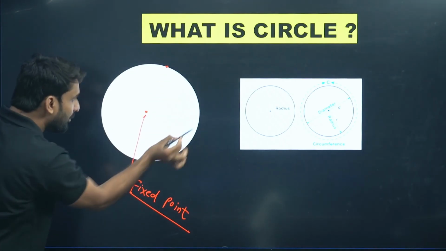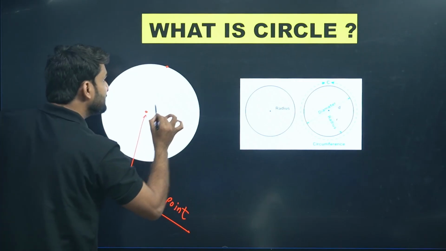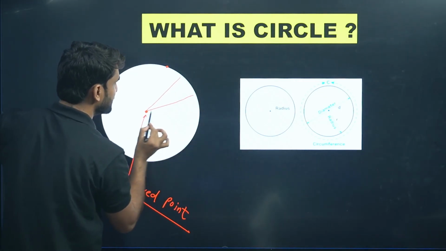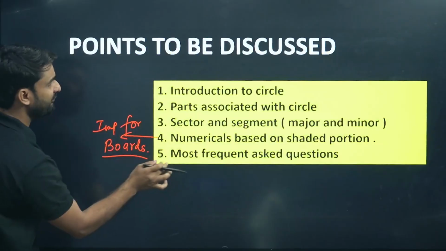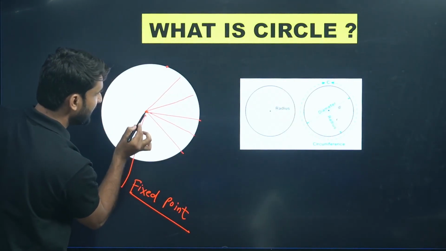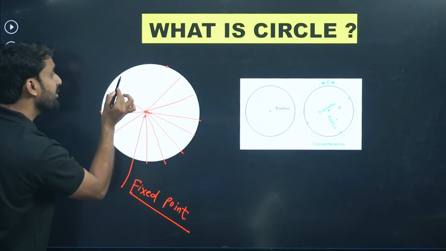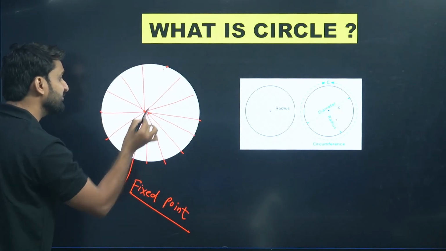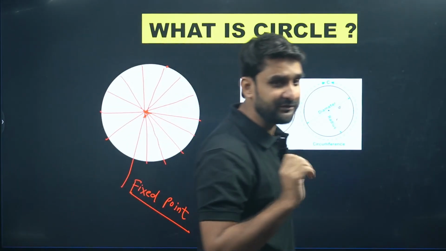So there will be a bounded region, but my boundary is such that the distances of this bounded region from that fixed point are equal in every direction. In every direction, these distances are equal. If these distances are equal, then this bounded figure, this bounded region, will be called a circle. Right? So what will be the definition of circle?